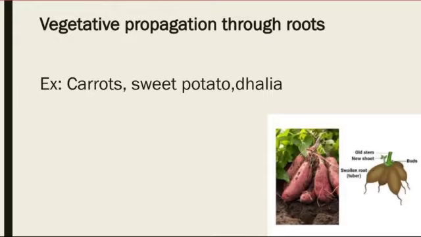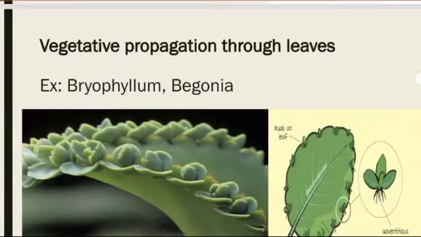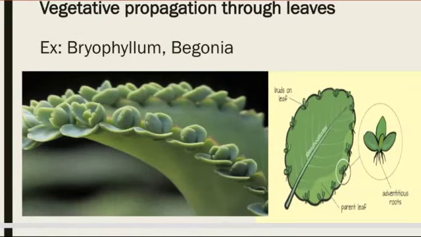From this picture, you can see that there are a lot of tubers present in the sweet potato. And when we are planting these tubers, they will be able to grow as a new plant. So the best examples for propagation through roots are carrots, sweet potato, and dahlia. And moving to the next, propagation through leaves.